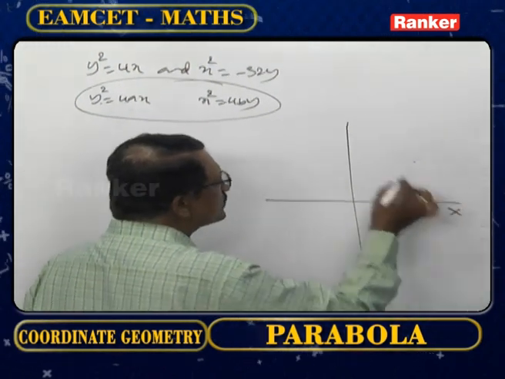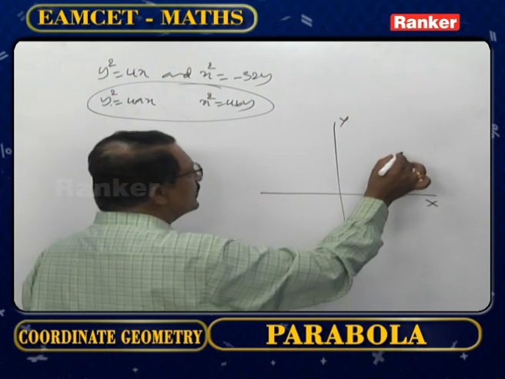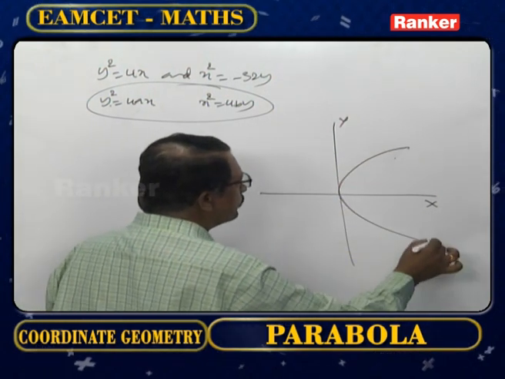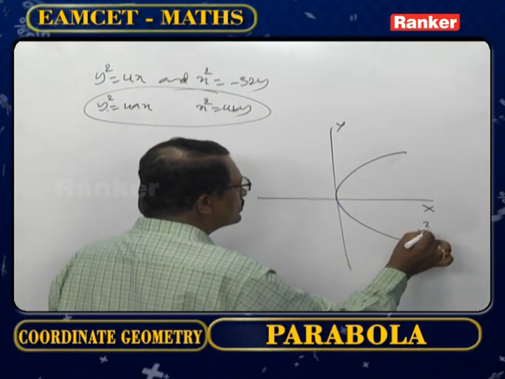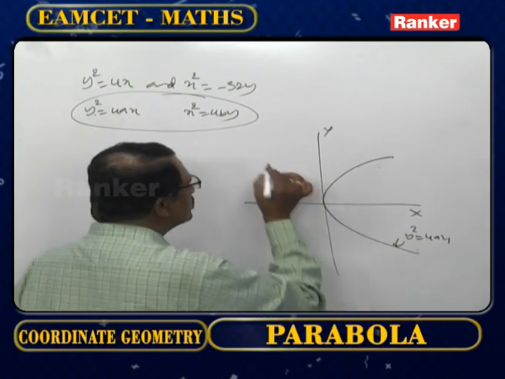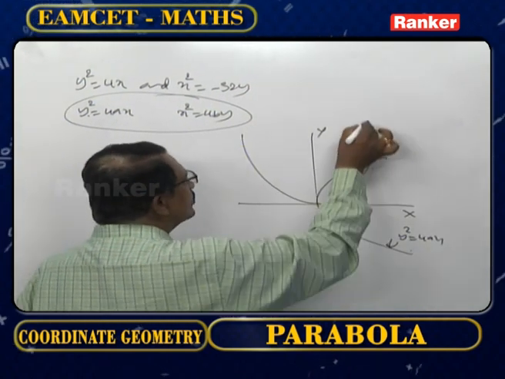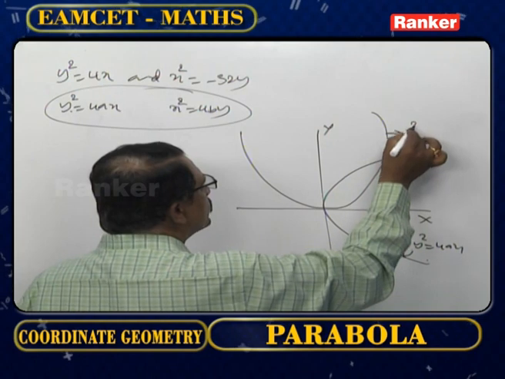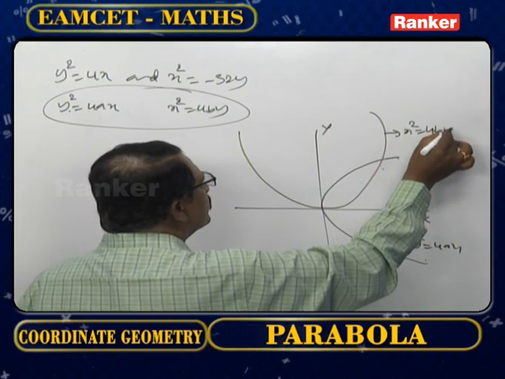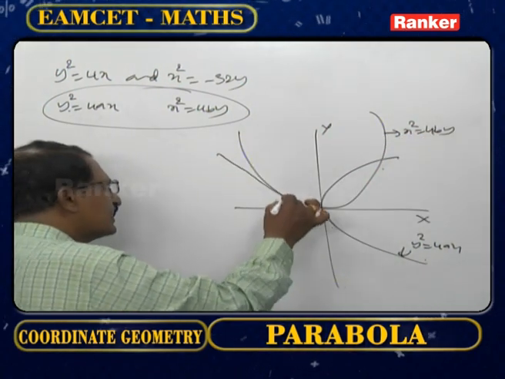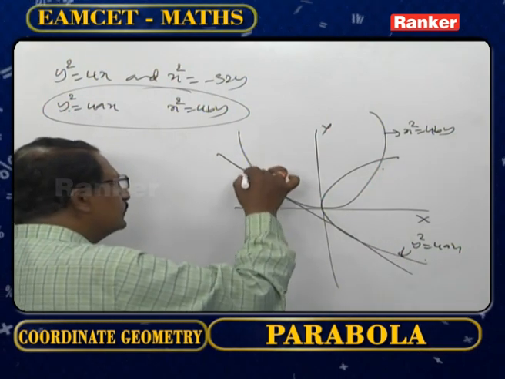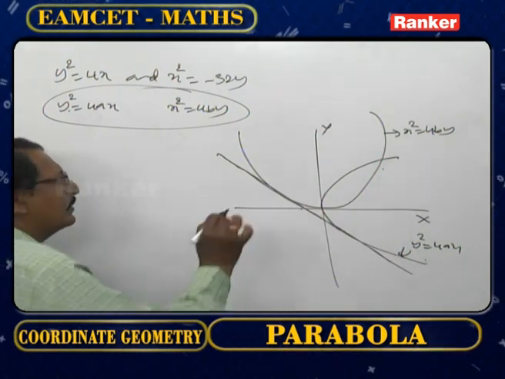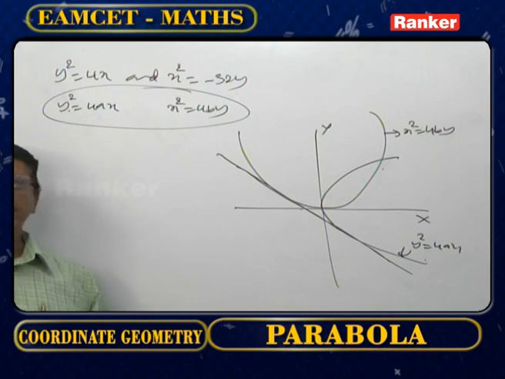Suppose, taking the x axis and y axis, the first parabola is y square equals 4ax. Similarly, the second parabola is x square equals 4by. Now we require the equation of the common tangent for both the parabolas.